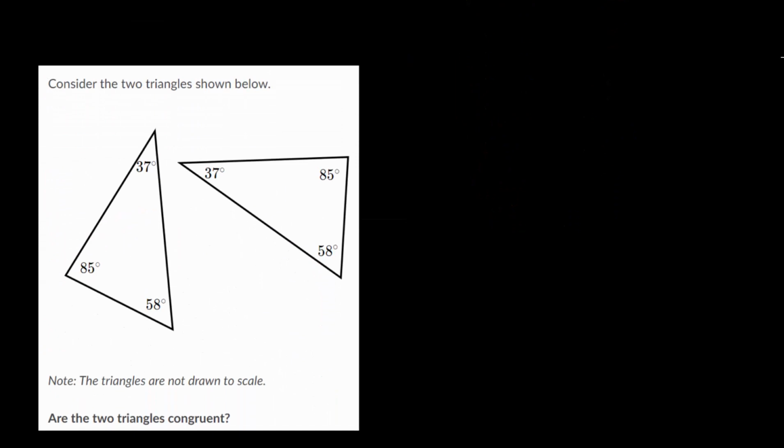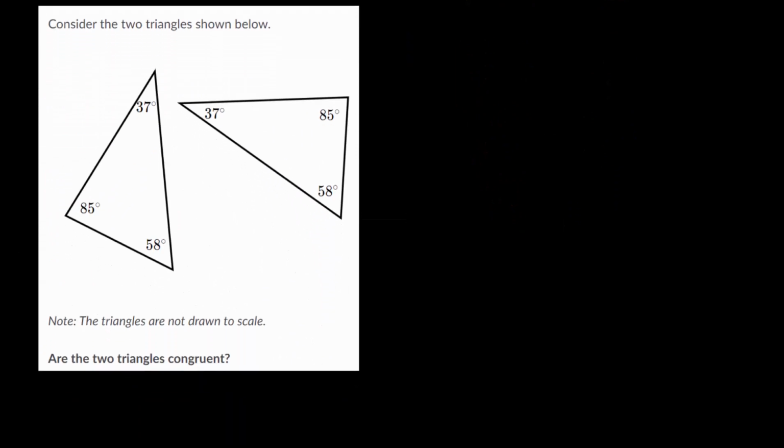And let's do another problem. And for this one, we again have these two triangles, and we can notice that they share three sets of equal angles. Since we have a 37 in both, we have an 85-degree angle in both, and lastly, we have a 58-degree angle in both.